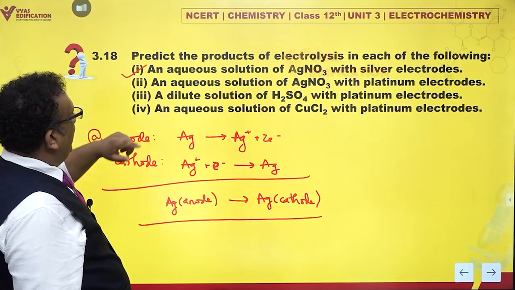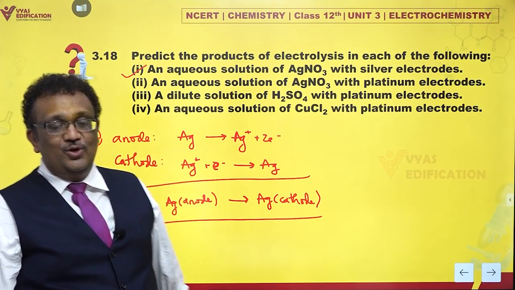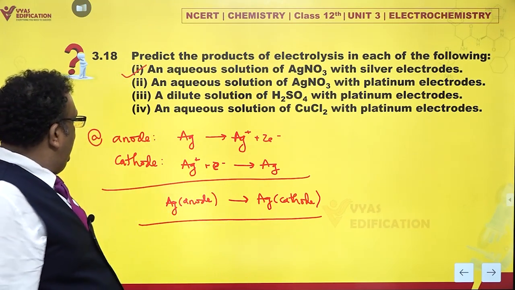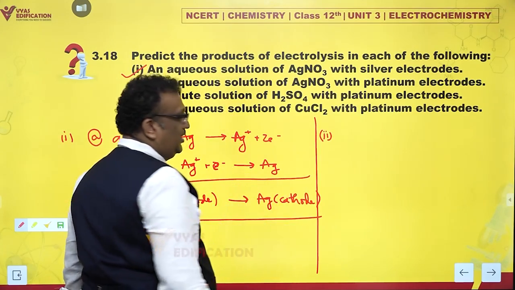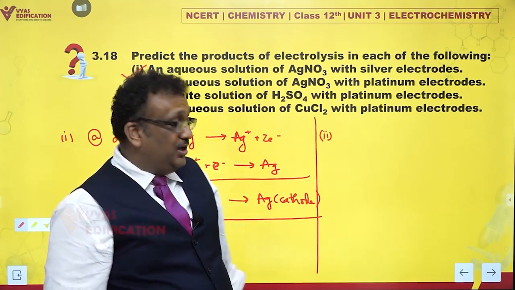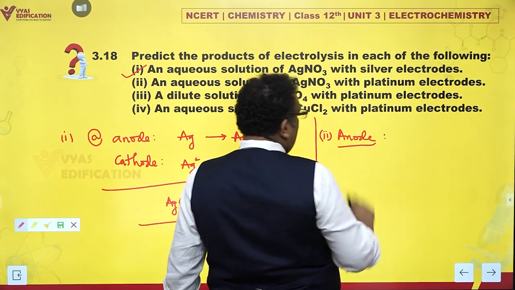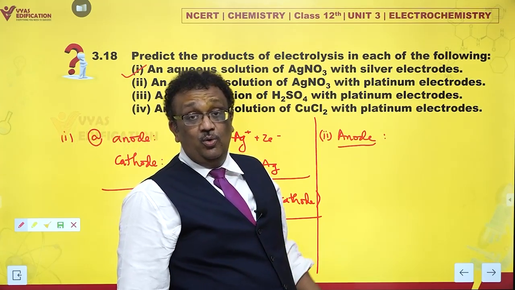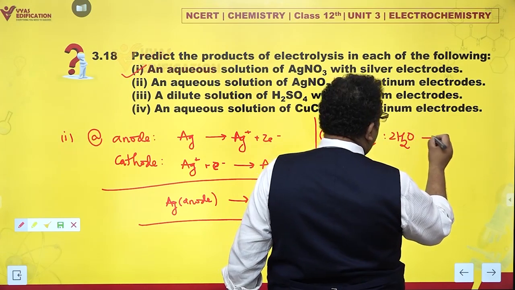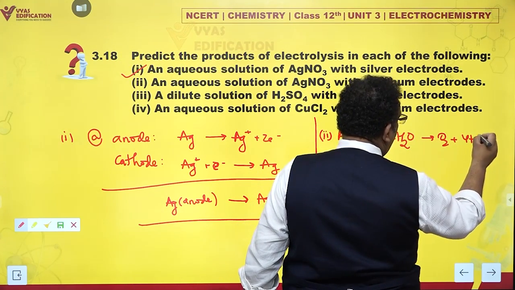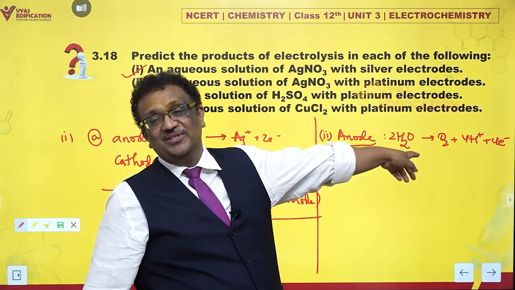Second, an aqueous solution of silver nitrate with platinum electrodes. Oh my God, now this is going to be a mess. Why? In the second part, if you're using platinum electrodes, platinum is very inert and unreactive. Platinum at the anode would not undergo oxidation. Since nothing else is there at the anode, water will have to undergo oxidation. Poor water, it undergoes oxidation to give you oxygen, electrons, and of course, free H plus ions.